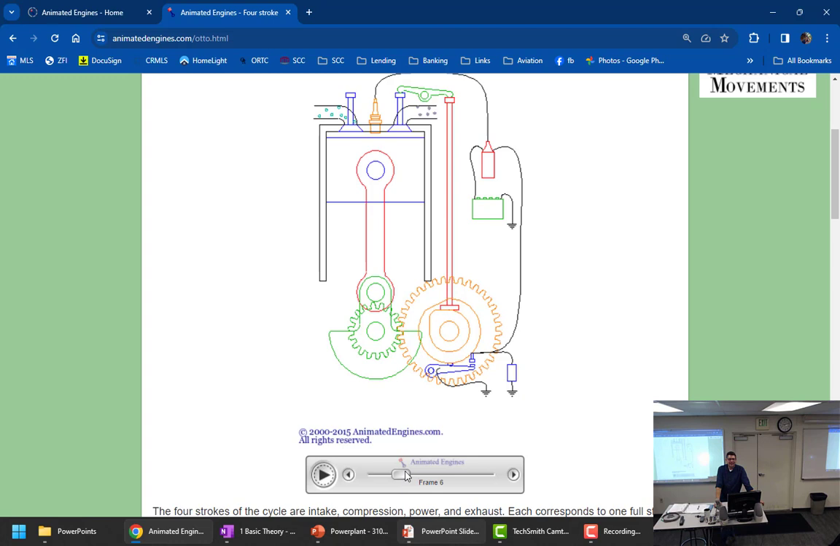So let's put this to the test. When you build your engines back up and you're going to be setting the timing, tell me if there's any valve overlap.